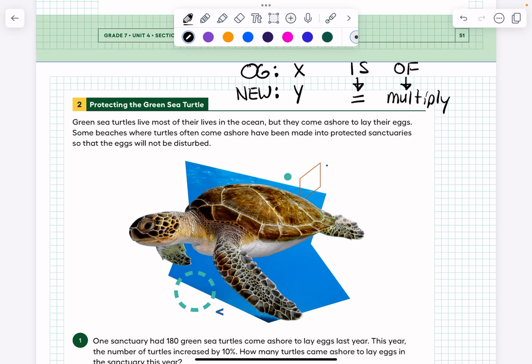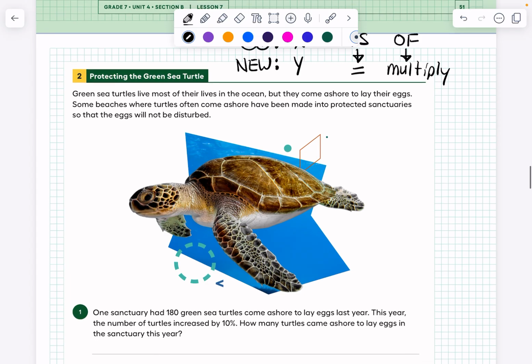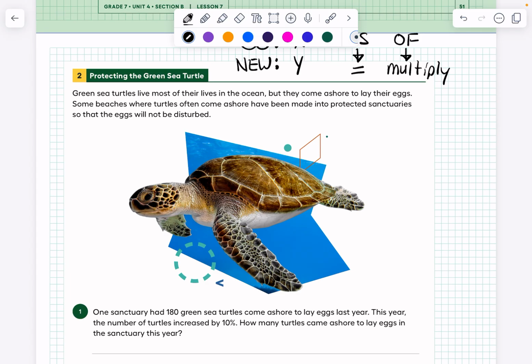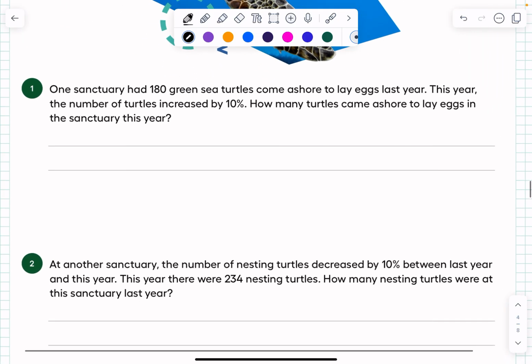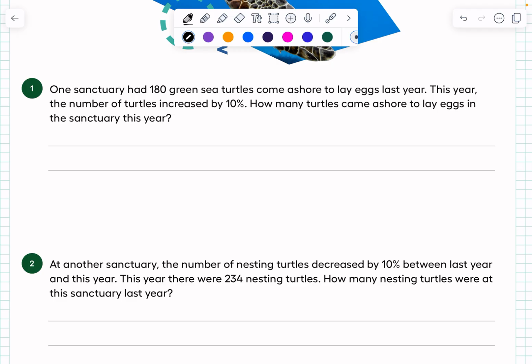Okay, protecting the green sea turtle. Green sea turtles live most of their lives in the ocean, but they come ashore to lay their eggs. Some beaches where turtles often come ashore have been made into protected sanctuaries so that the eggs will not be disturbed. Number 1. One sanctuary had 180 green sea turtles come ashore to lay eggs last year. This year, the number of turtles increased by 10%. How many turtles came ashore to lay eggs in the sanctuary this year?